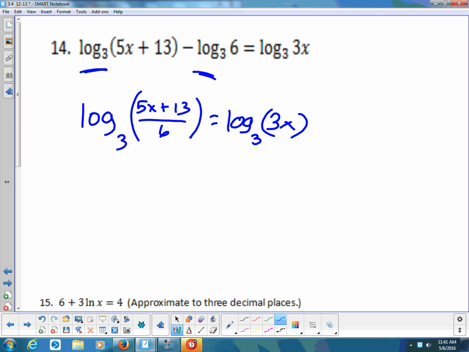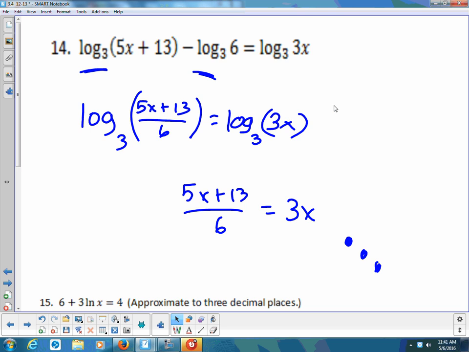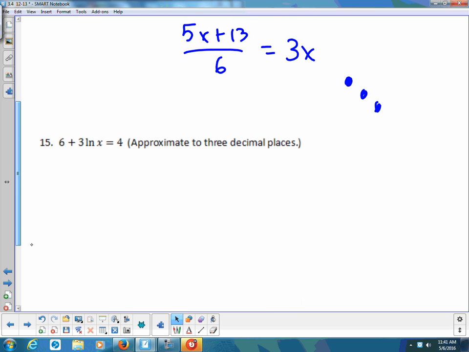Now use the 1-to-1, so we can say (5x plus 13) over 6 equals 3x. And again, I'll say dot, dot, dot, because this is a nice linear equation. You can multiply both sides by 6, combine like terms, and so on. Are we okay with this? All right, and let's try this one, number 15. Nathan, what would be our first step in solving for x here?